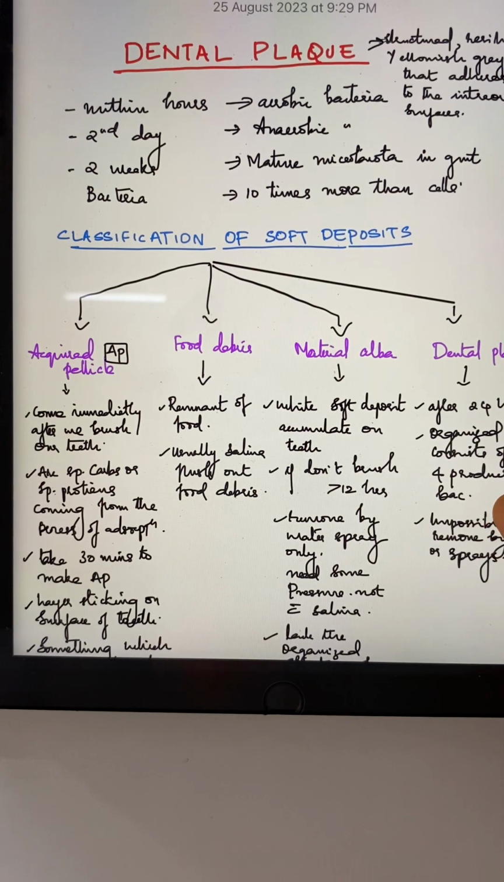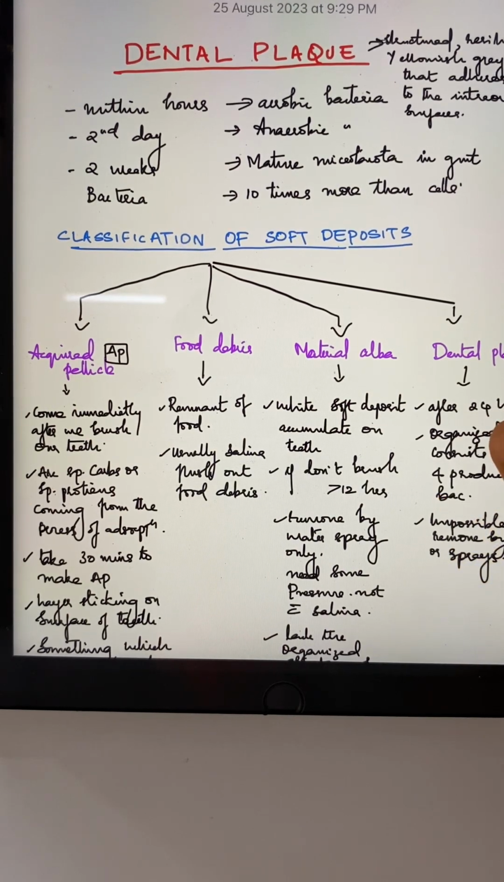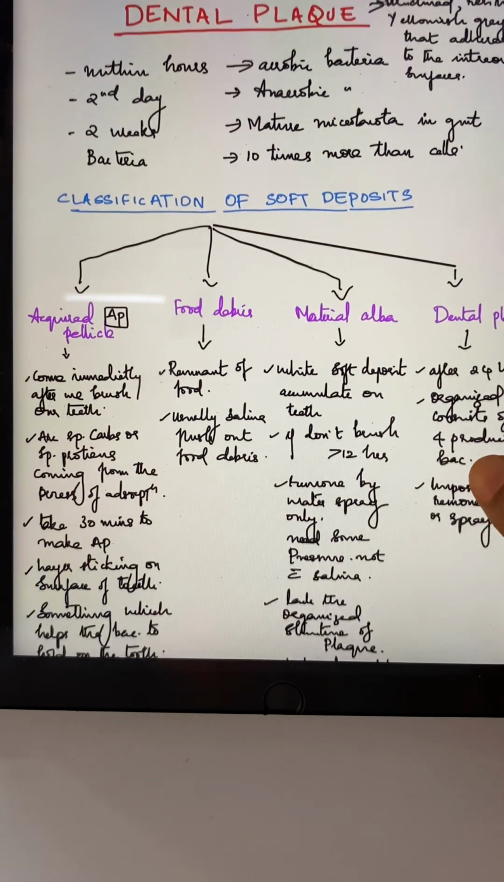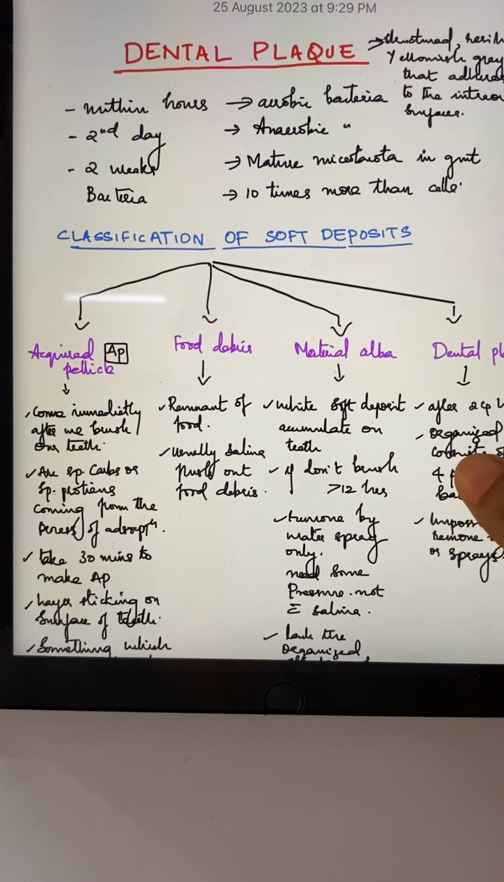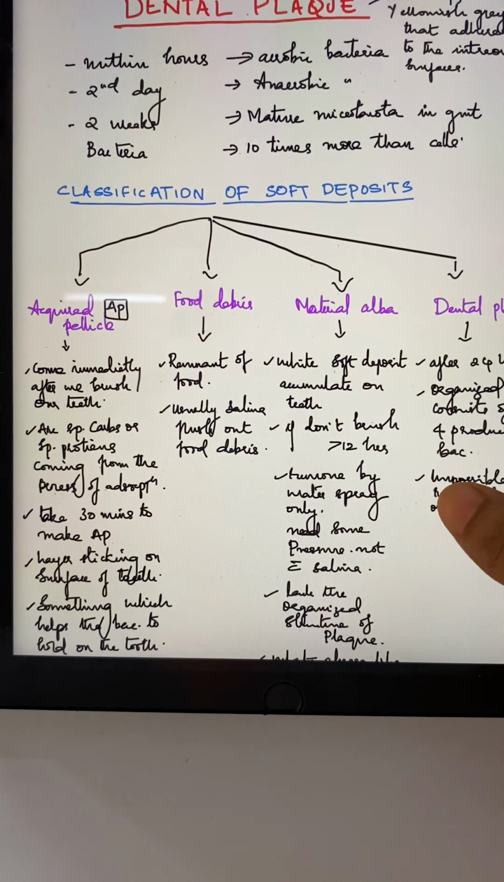Dental plaque. First, we will understand the definition of dental plaque. Dental plaque is the structured, resilient, yellowish gray substance that adheres tenaciously to the intraoral hard surfaces. Within hours after birth, we can see aerobic bacteria, which use all the oxygen, and by the second day we can see anaerobic bacteria. After 2 weeks, mature microbiota can be seen in the gut, and usually the bacteria are 10 times more than cells. So these are about the bacteria in our body.